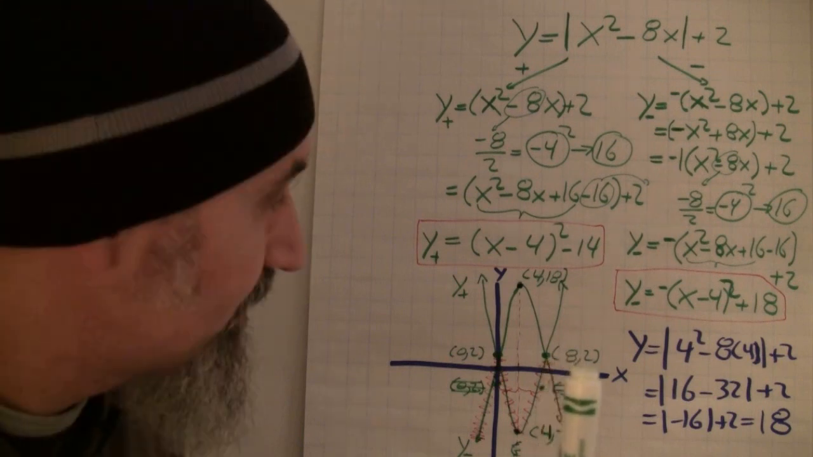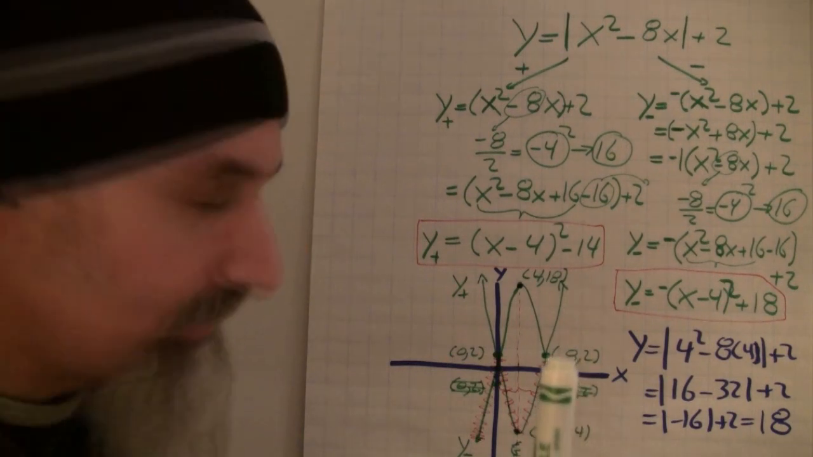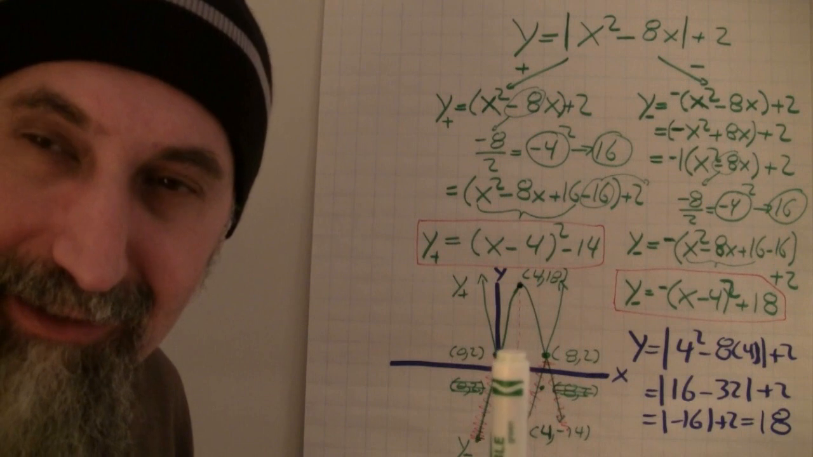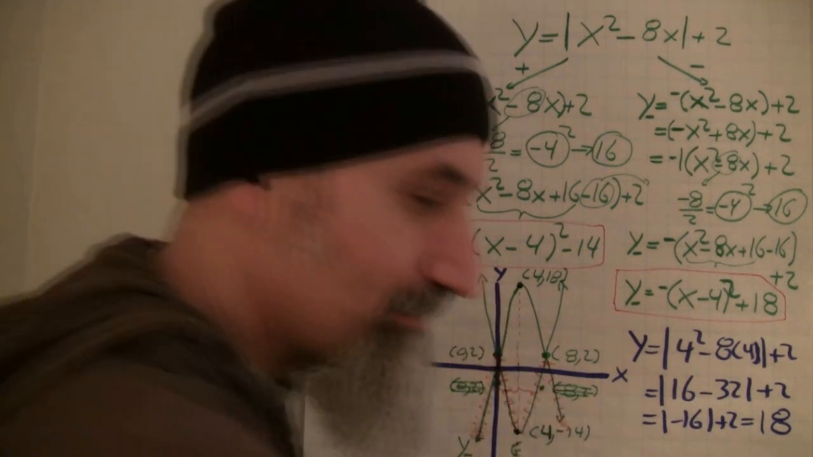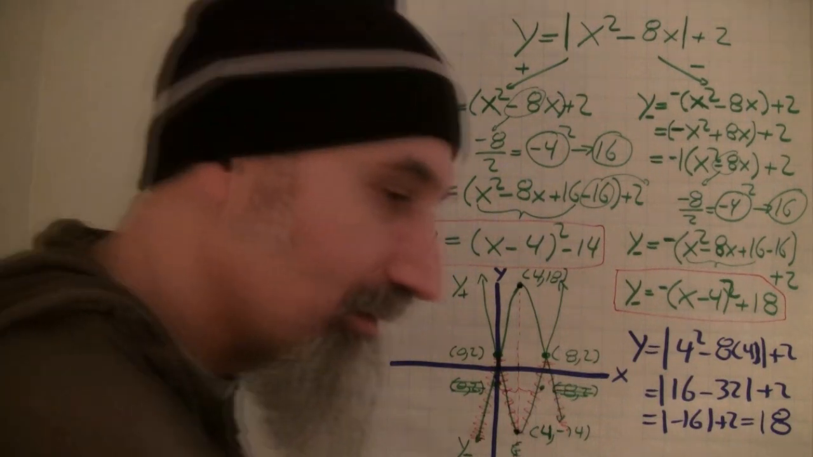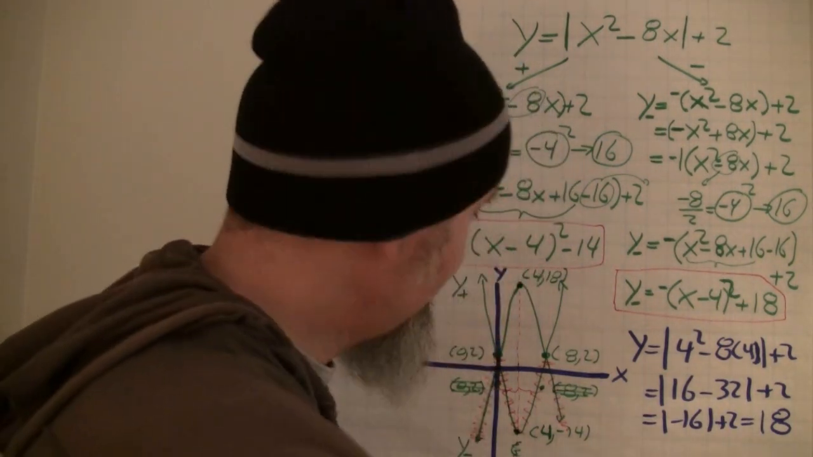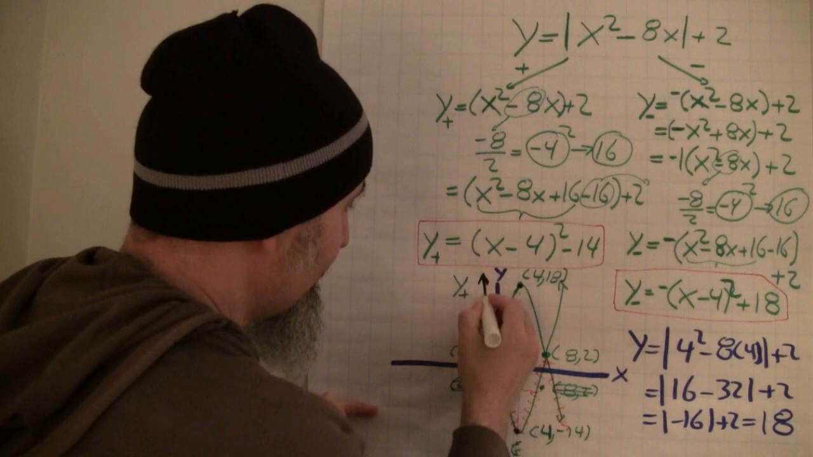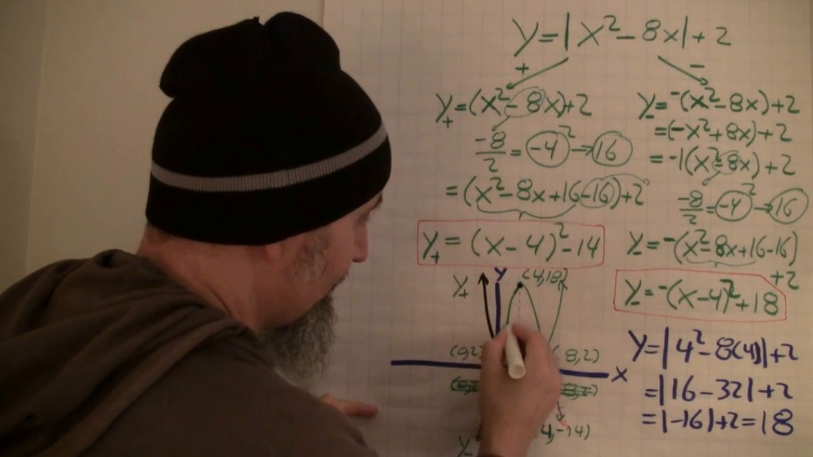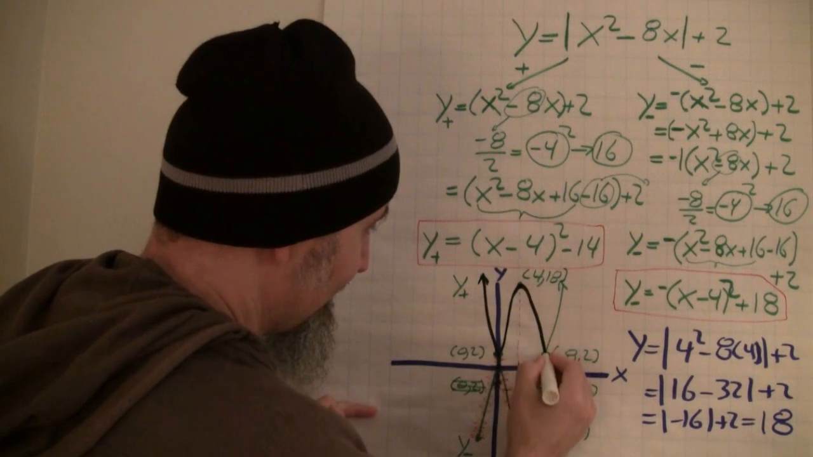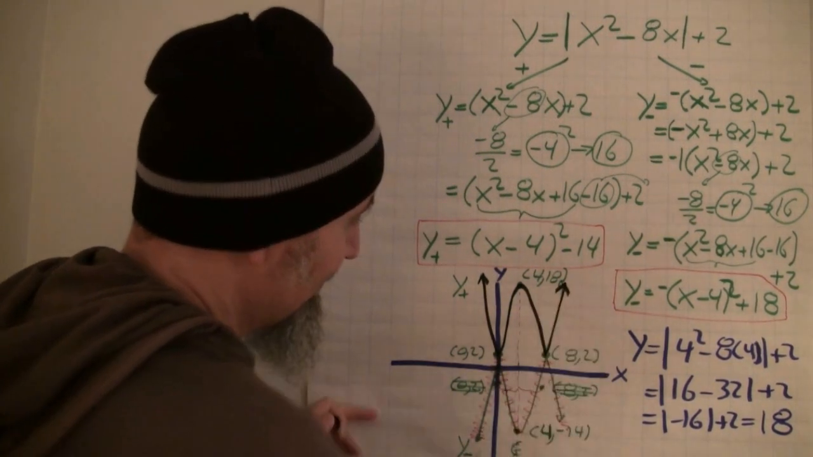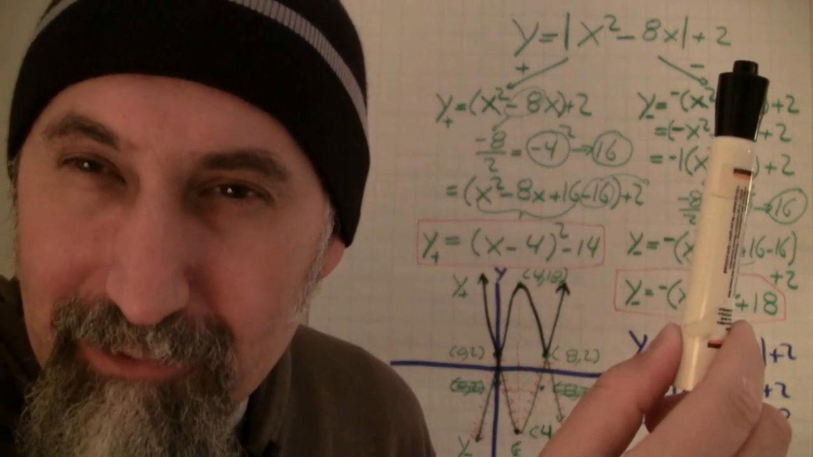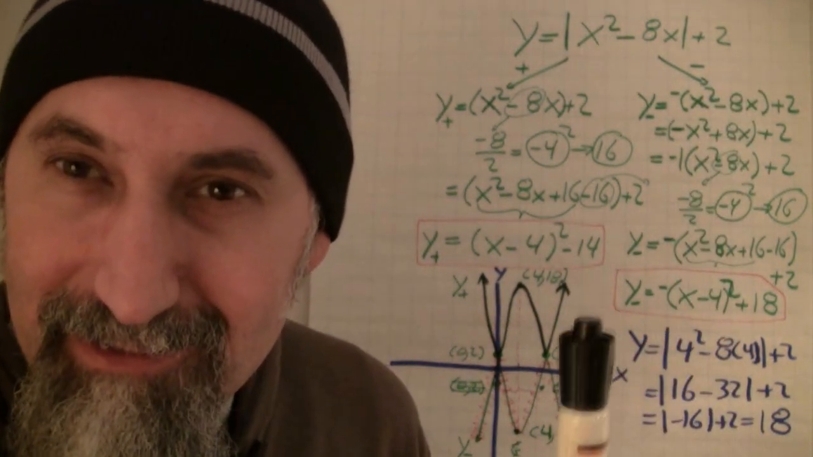It bounces at 8 and 2 at this point, goes up, comes down, bounces at 0 and 2 and goes back up again. So let's draw this in black. Maybe that'll show up better. So our graph looks like this. Okay, neat little graph. The graph of an absolute value quadratic function is this.